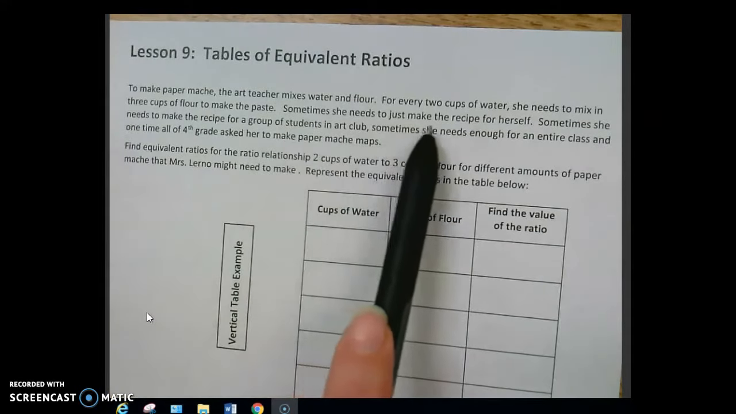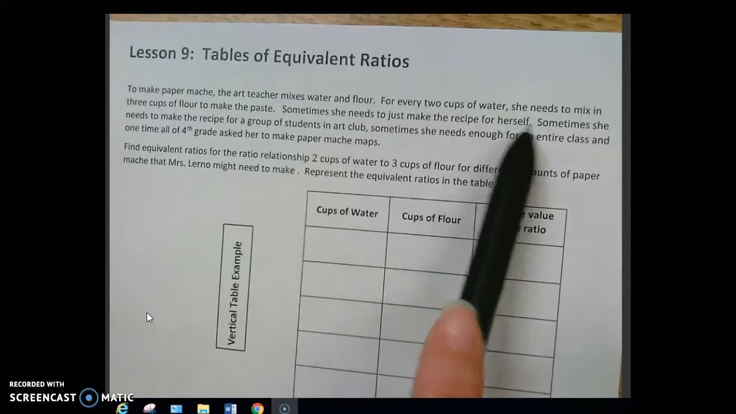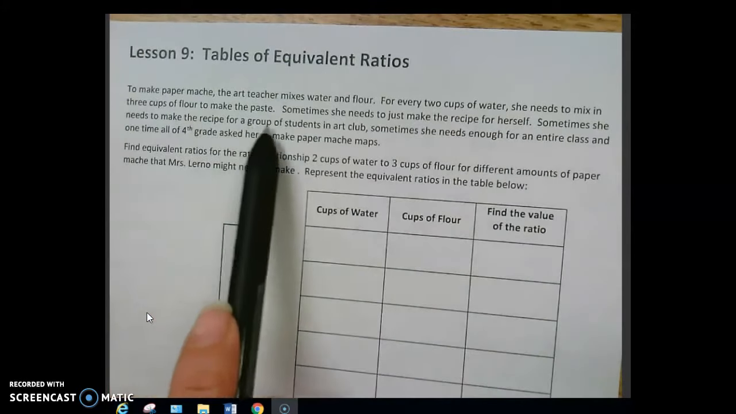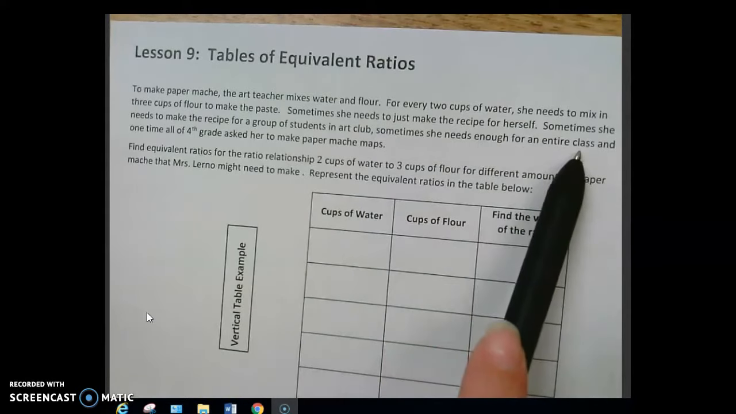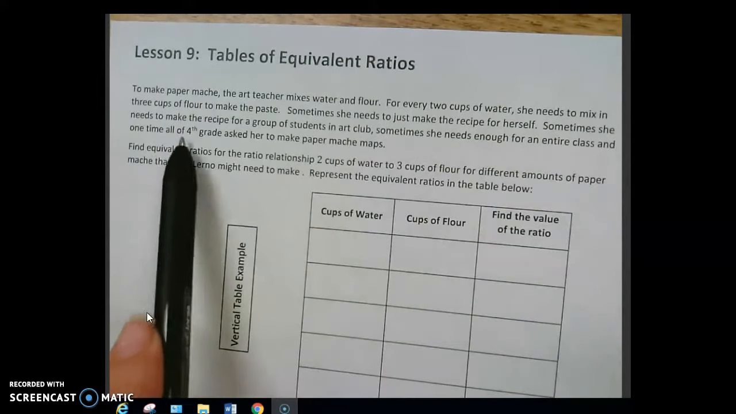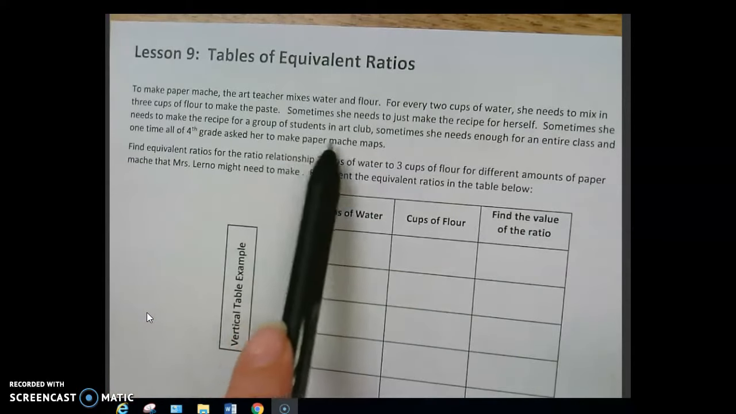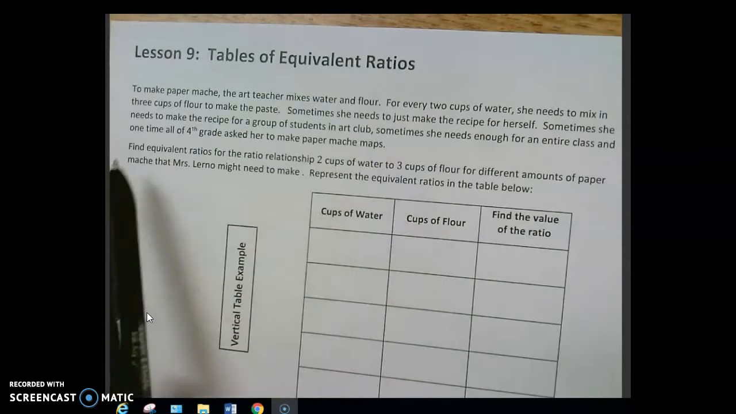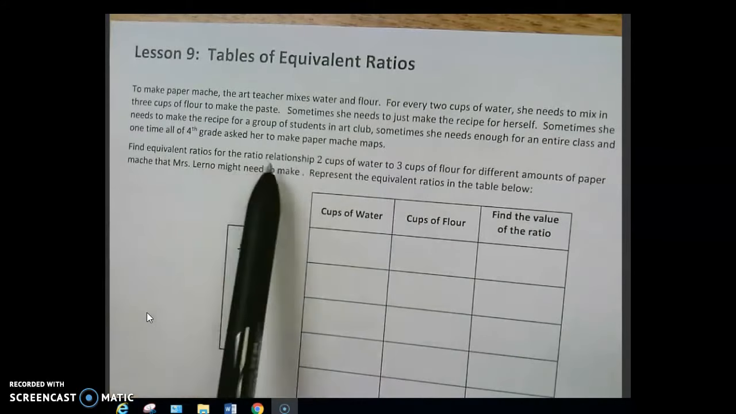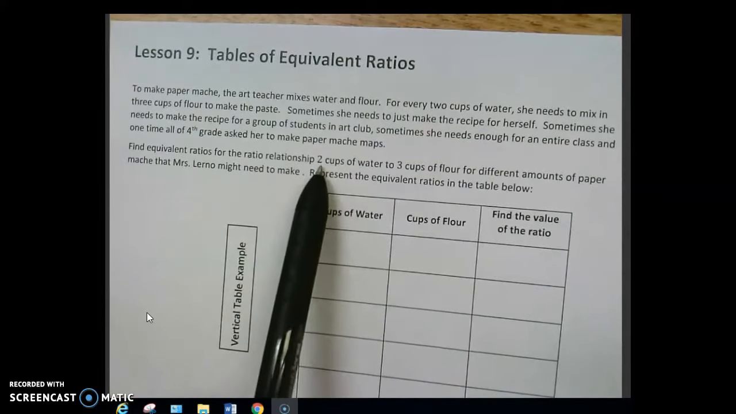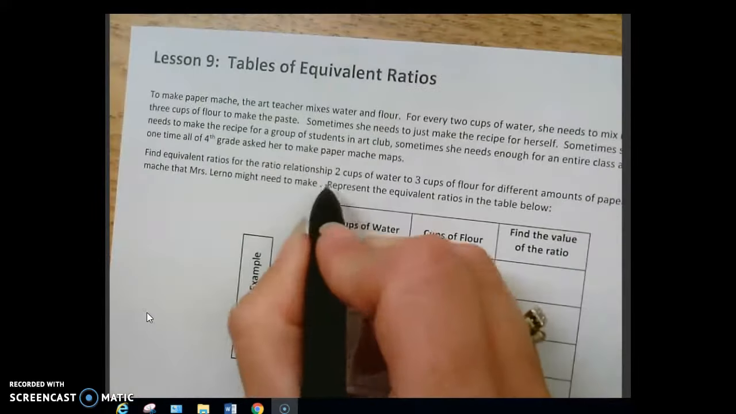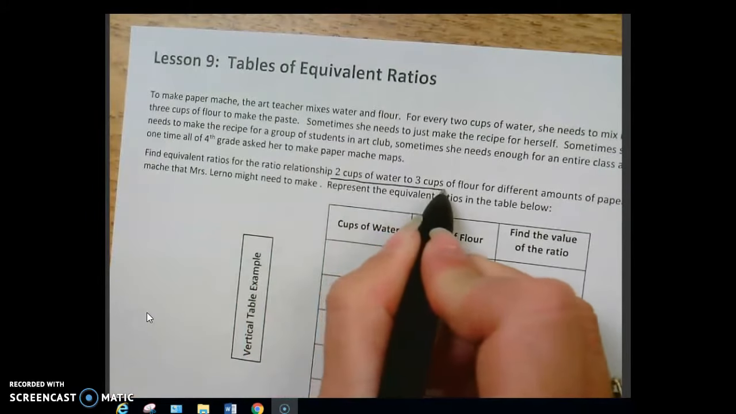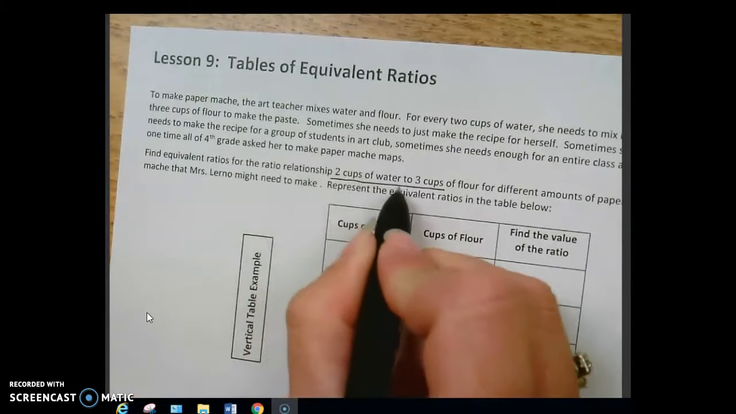Sometimes she needs to just make the recipe for herself. Sometimes she needs to make the recipe for a group of students in art club. Sometimes she needs enough for an entire class. And one time, all of 4th grade asked her to make paper mache maps. So we need to find equivalent ratios for the ratio relationship of 2 cups of water to 3 cups of flour. Right here, remember, this is a ratio description, and it has that ratio language in it.